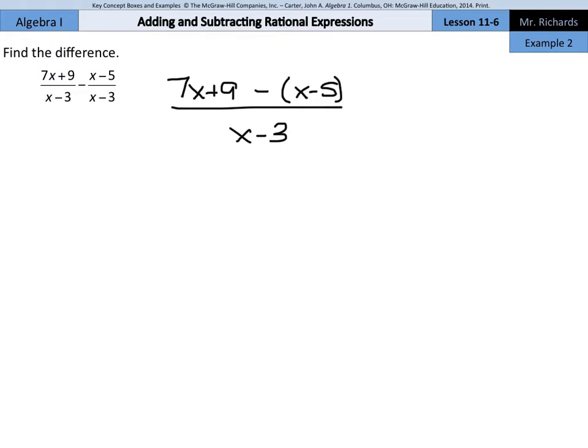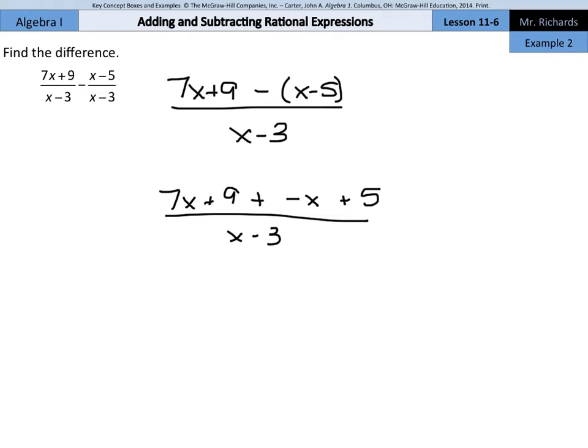So we probably want to deal with the additive inverse. So we'll rewrite this as 7x plus 9. We'll change this subtraction to a plus, but the opposite of everything in here. So the opposite of x is negative x, and the opposite of minus 5 is plus 5. And that's all over x minus 3.